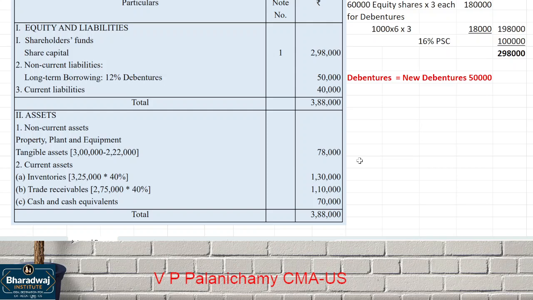Check your answer. Equity share capital reduced to 3 each. For debentures we have given, and the 8% preference share capital became 16% preference share capital, so 2,98,000. New debentures given 50,000. Current liability added. Tangible assets written off, balance 78,000. Inventory 60% written off, balance 40%. Trade receivable 40%. Cash and cash equivalents 70,000.